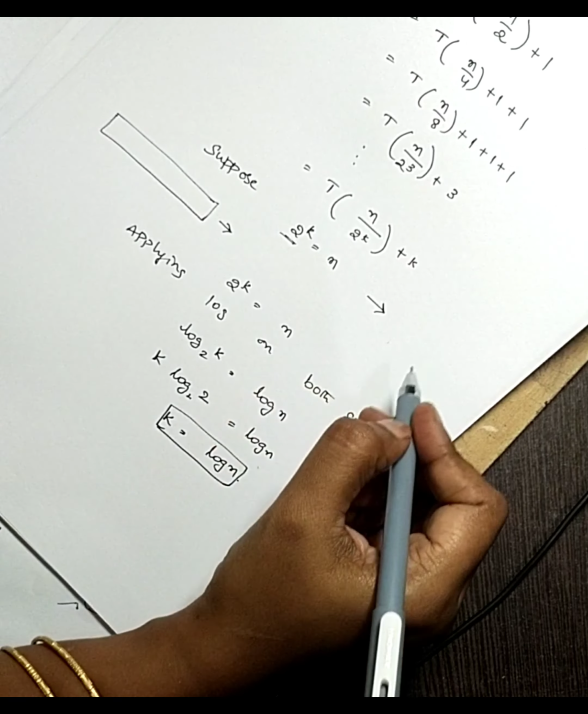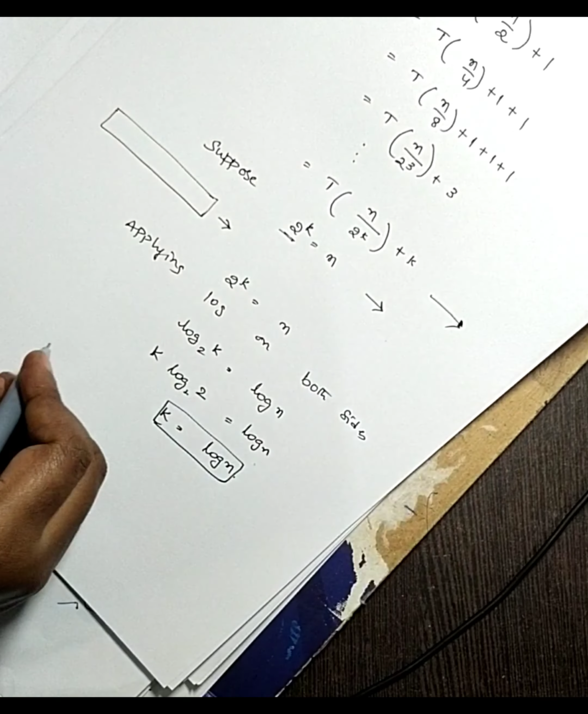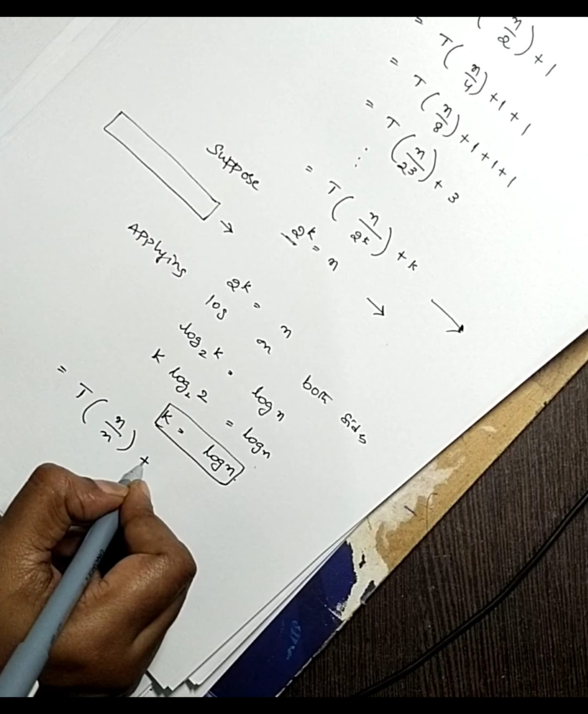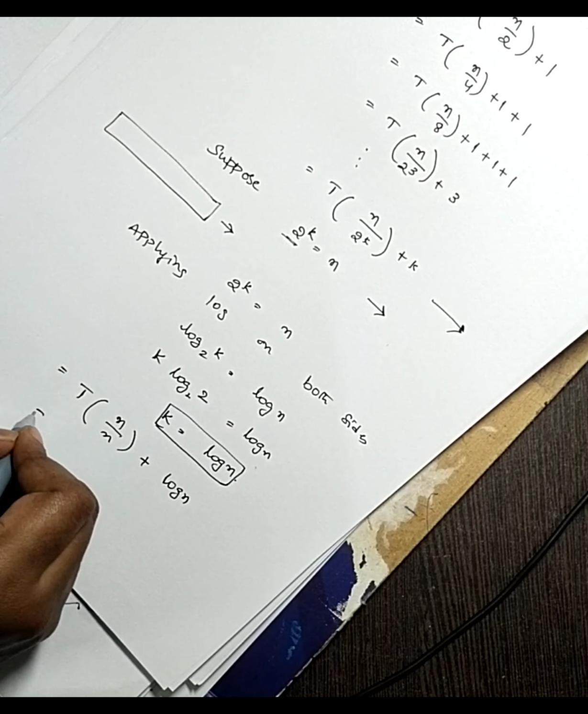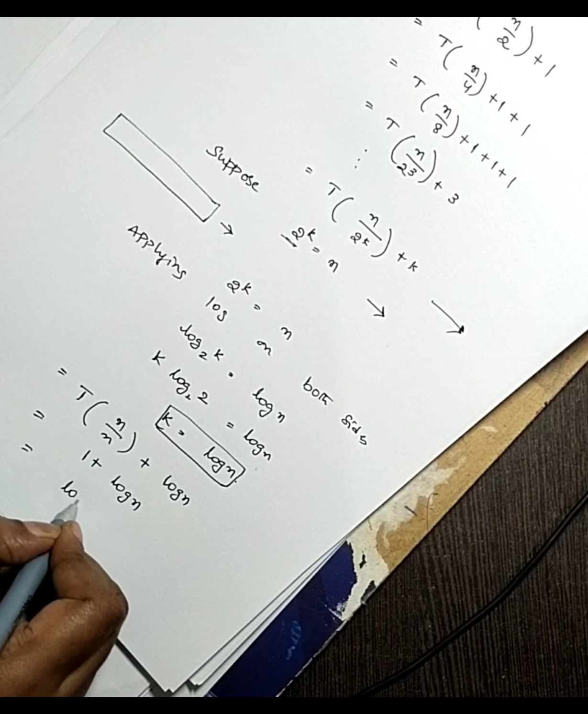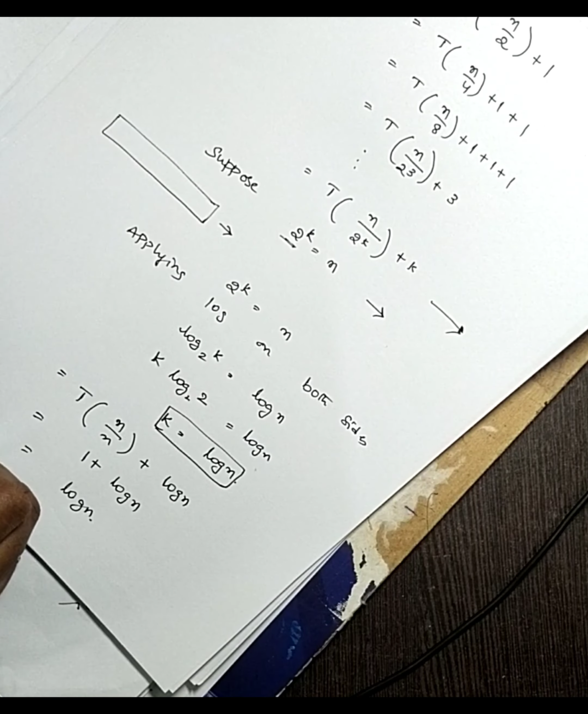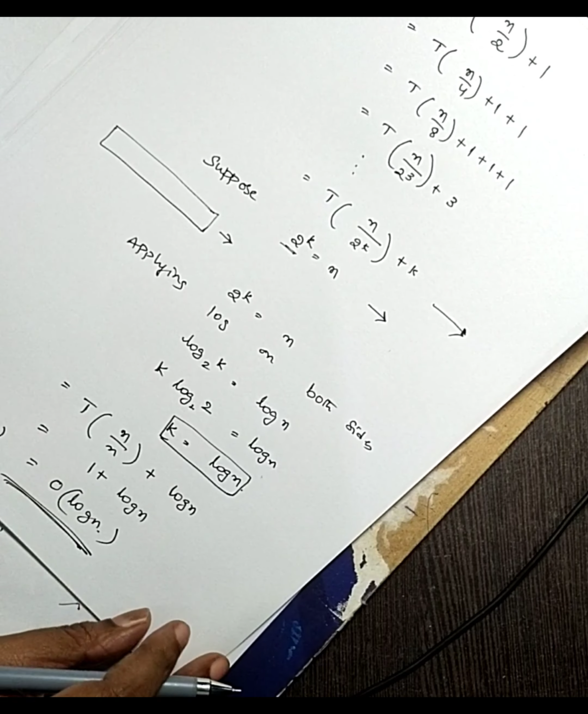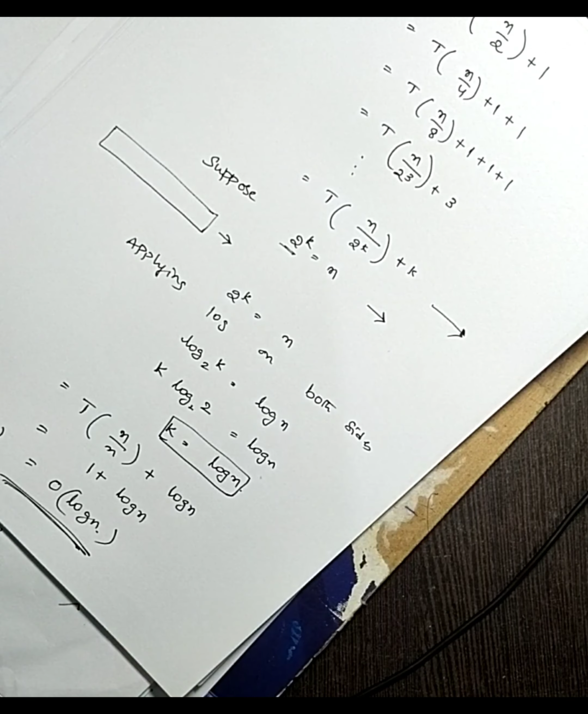Applying this in the previous equation, we have T of n by n plus log n. T of n by n is T of 1, that is 1, plus log n. That is log n. Therefore, time complexity is order of log n. So, this is the time complexity for binary search.